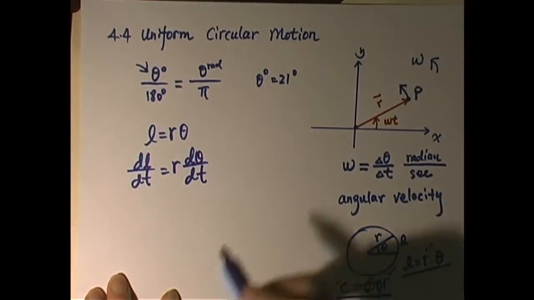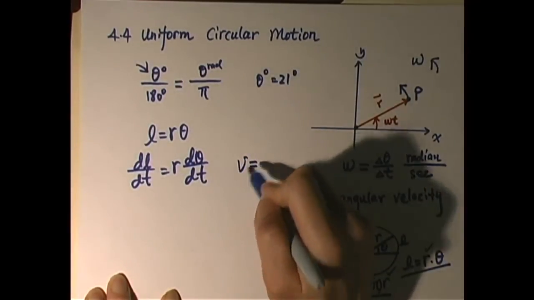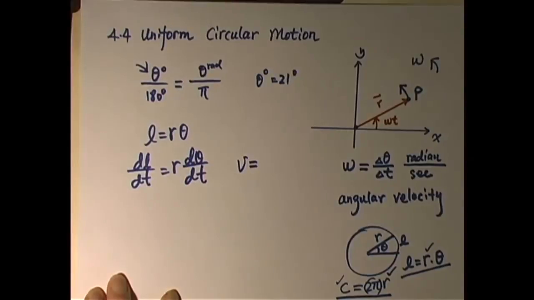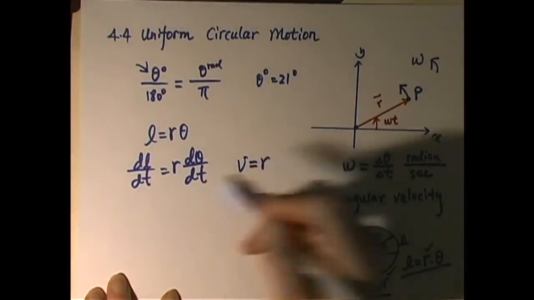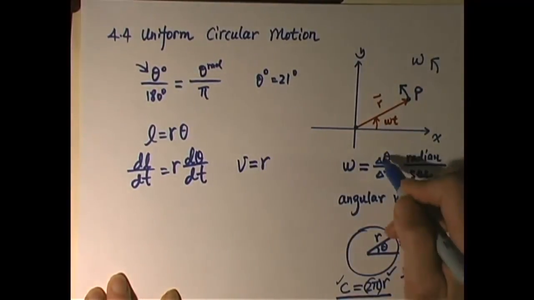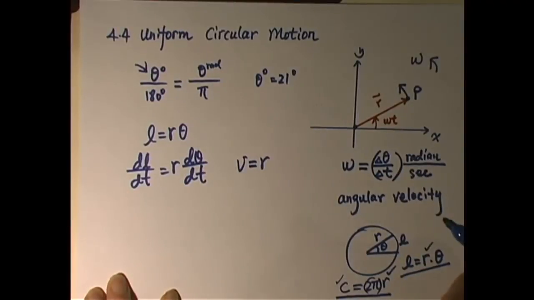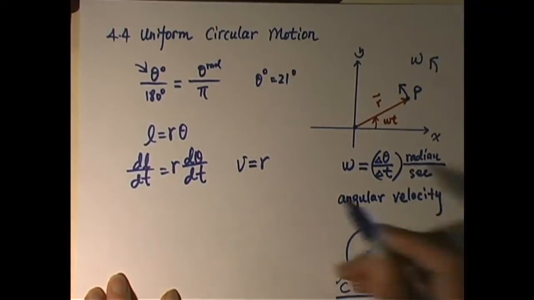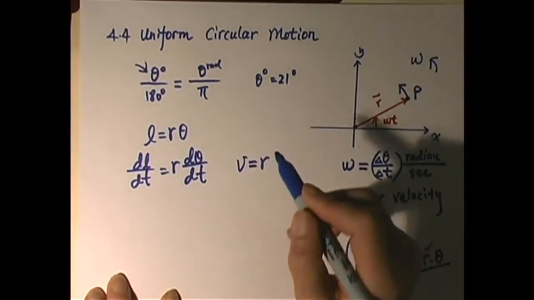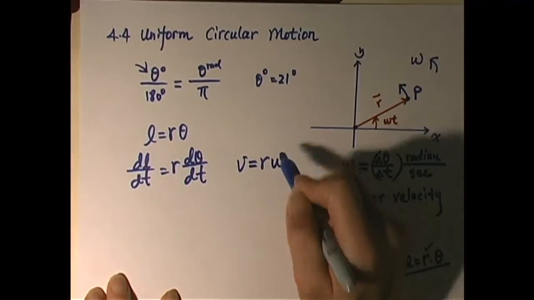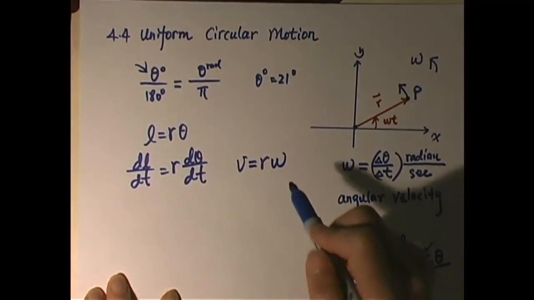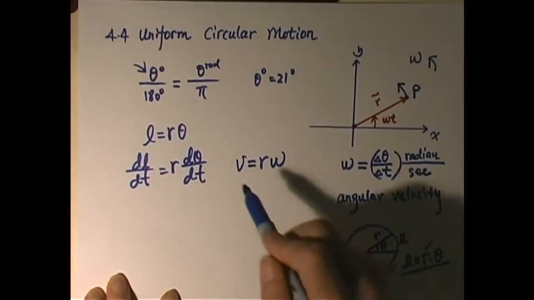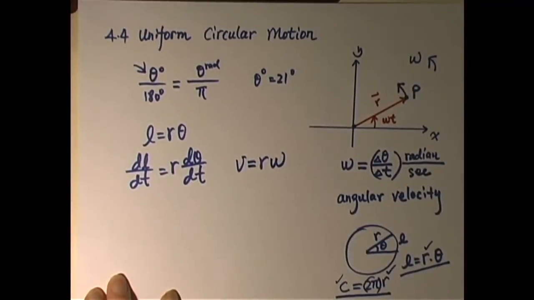So dL/dt is v, how fast we travel around a circle, and d theta/dt we just define as delta theta over delta t. We define that as omega. So d theta/dt is the instantaneous omega. This tells us if we keep omega as a constant, then v will be constant.